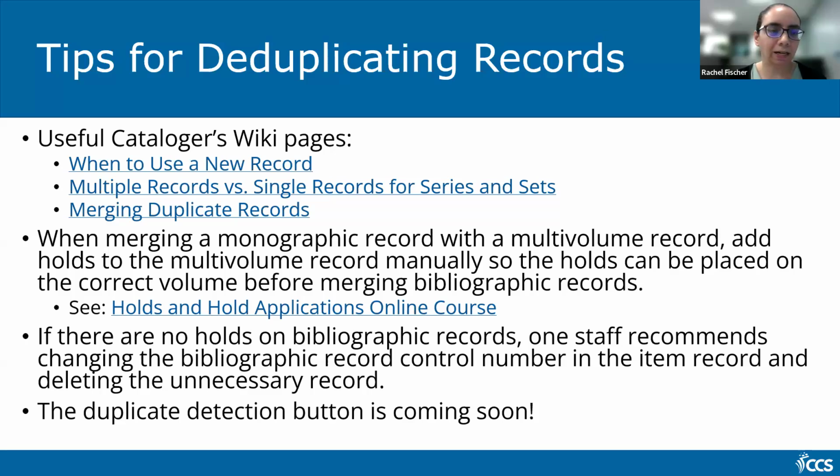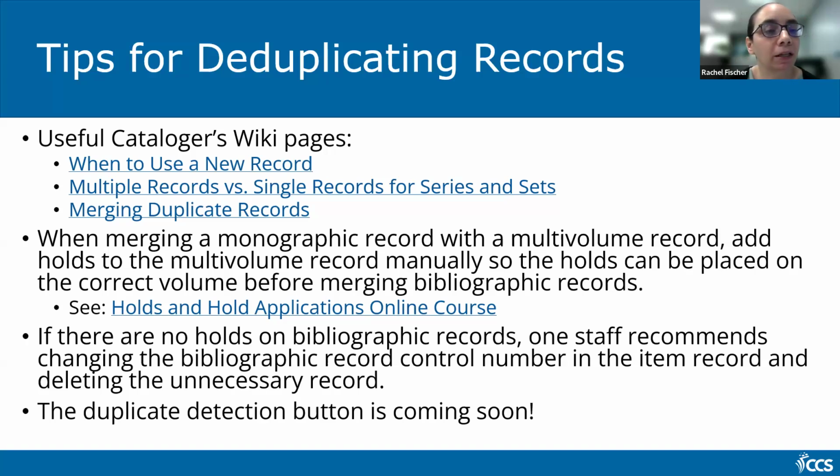All right, so on this slide, I have some tips for deduplicating records in Leap. It does have some links for web pages that are useful to review if you have any questions on whether a record needs to be deduplicated or not. You can refer to when to use a new record, as well as multiple records versus single records for series and sets. And there's a page on merging duplicate records that provides tips on things like the fields that you should look for to see if they need to be copied from one record to another.